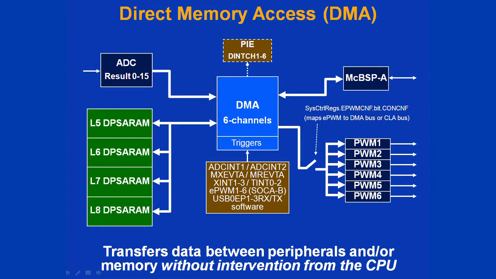The DMA allows data to be transferred between peripherals and/or memory without intervention from the CPU. The DMA can read data from the ADC result registers, transfer to or from memory blocks L5 through L8, transfer to or from the McBSP, and also modify registers in the EPWM. Triggers are used to initiate the transfers, and when completed, the DMA can generate an interrupt.